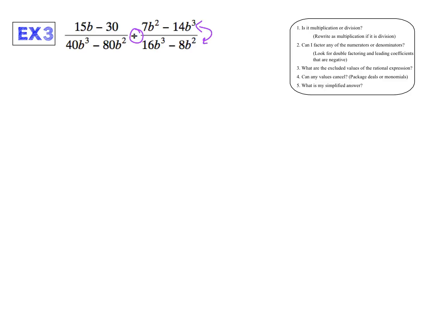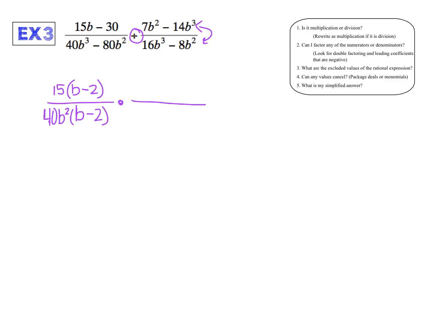So what I was saying earlier is if you want to factor as you go, you can. So I notice in this first one, I can take a 15 out, and that leaves me with b minus 2. And in the denominator, I'm going to take out a 40b squared, and that leaves me with b minus 2. And I'm going to multiply that by, and now the numerator is going to go to the denominator.